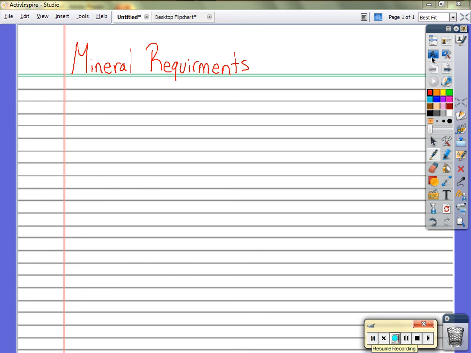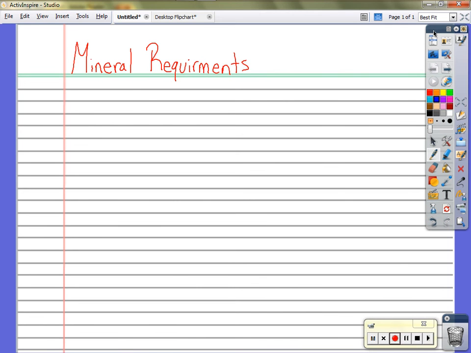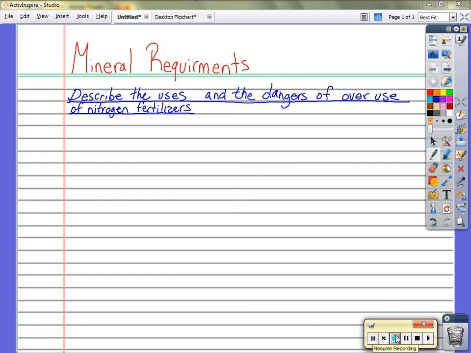And let's say, for example, you are going to do this part. That's what we're covering in the notes or in the lesson. You would go back to your notebook. Boom. So you write it out. Describe the uses and the dangers of overuse of nitrogen fertilizers. So all that's done before you even hit play on the video lesson.